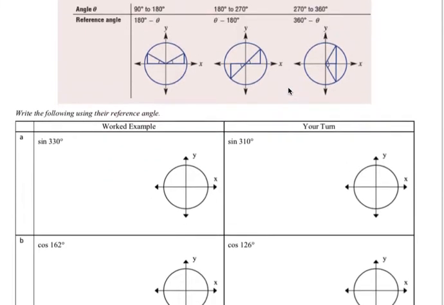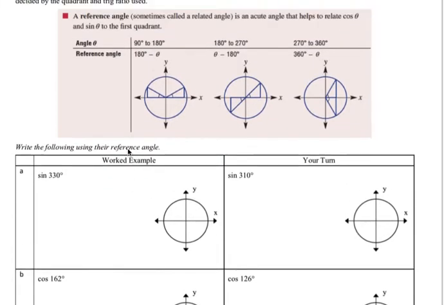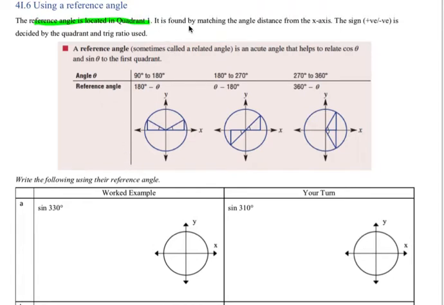So let's have a look. We firstly got sine 330. Now our steps had said it is found by matching the angle distance from the x-axis. So we have sine 330 here. Let's firstly draw that in. So we always start at our positive x-axis. Then we rotate around the origin, which is here, until we reach 330. Now I know that is going to be 30 degrees away.